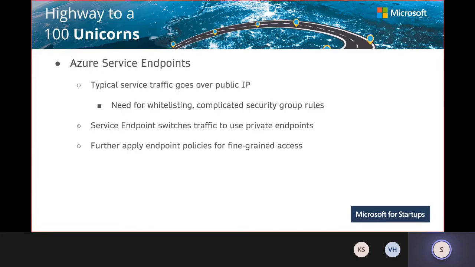Azure Service Endpoints, I touched on this, but just to reiterate, like I said, if you have traffic going over public IPs to specific Azure services, then you need to whitelist this. You need to have complicated security group rules. But instead, with Service Endpoint, what it does is it switches to private endpoints, and then you can apply endpoint policies. So with endpoint policies, you can say, for example, for my blob storage, I will allow access only coming in from very specific subnets.